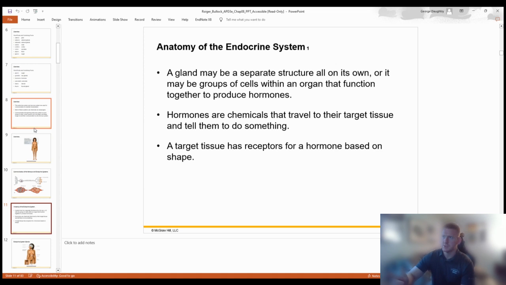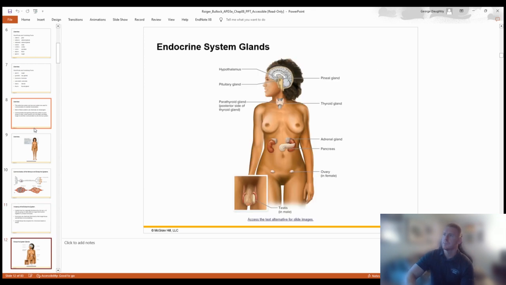So ultimately, it is a communication method, okay? In the anatomy of the endocrine system, a gland may be a separate structure all on its own, or it may be groups of cells. It can be a standalone unit, or it can be a part of a greater group. Either one is true, but the typical hierarchy in all the major components of the endocrine system, once again, is the endocrine gland, the hormone that was produced, and then the target tissue.